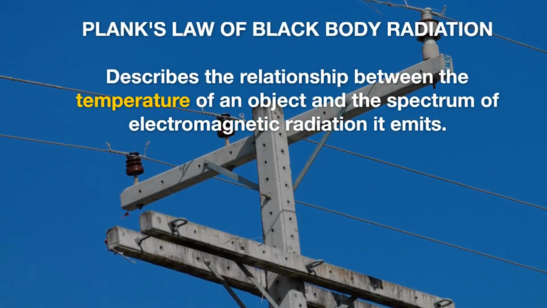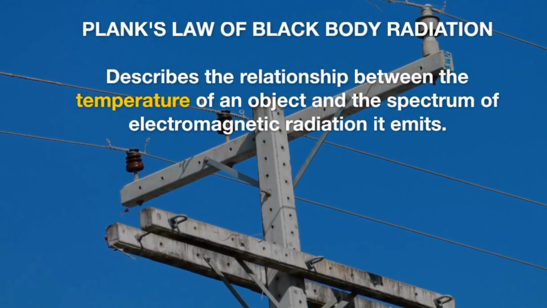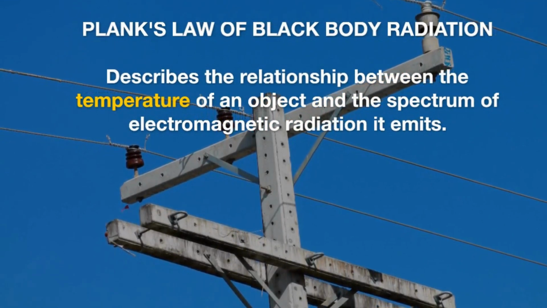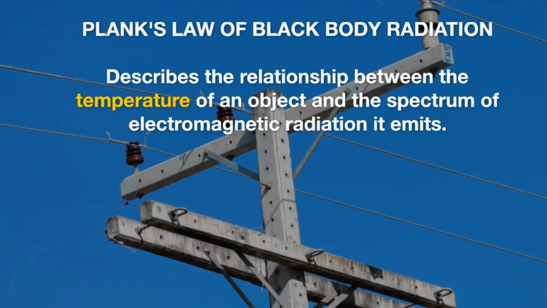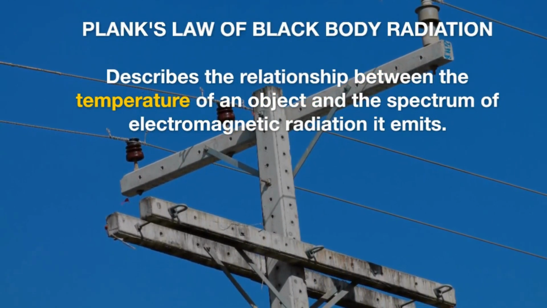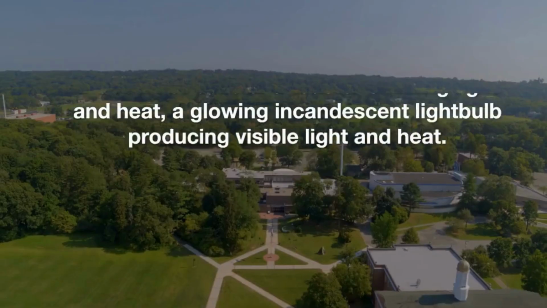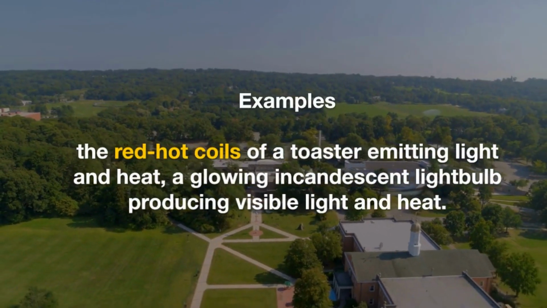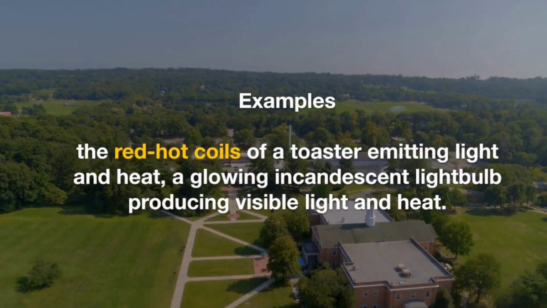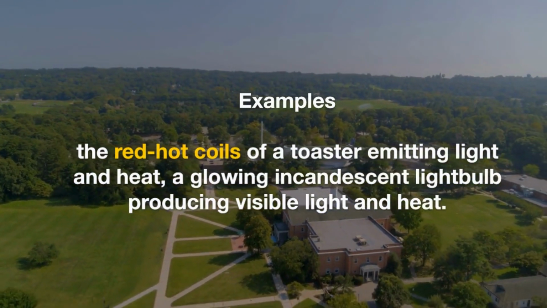Planck's law of black body radiation. The intensity and spectrum of radiation emitted by a black body at a given temperature is determined by Planck's law. This law describes the relationship between the temperature of an object and the spectrum of electromagnetic radiation it emits. Some examples are the red-hot coils of a toaster emitting light and heat, or a glowing incandescent light bulb producing both visible light and heat.